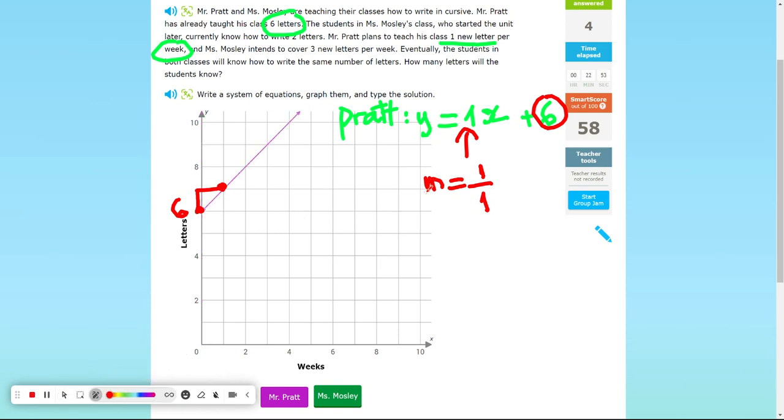Okay, so now let's do the next person, Mrs. Mosley. Okay, Mosley right here. Okay, so y equals. Okay, Miss Mosley. She started the unit later and currently knows how to write 2 letters. Alright, for her class. Already starts with 2 letters. So 2 is a set number, so I put it in the back. Okay, but Miss Mosley, she can teach. She intends to cover 3 letters per week. Per week. So 3x right here. So number 3 should go in front of x.